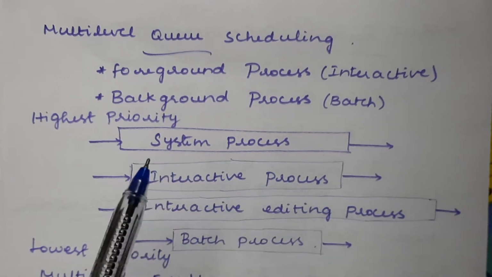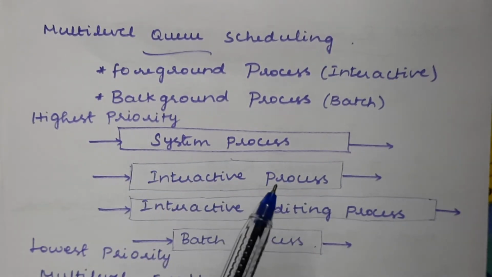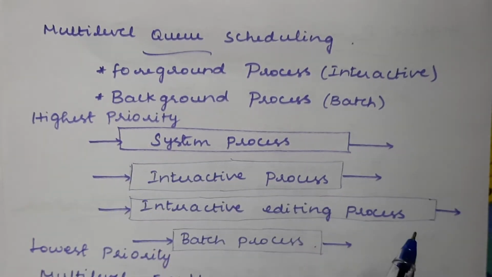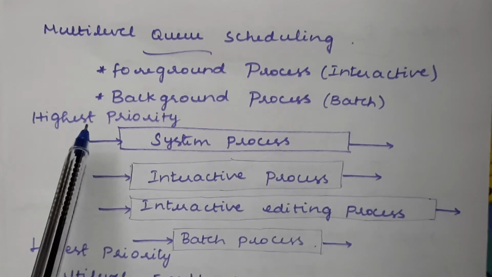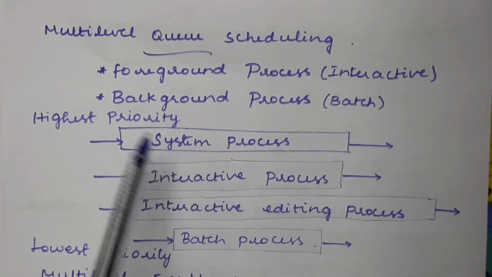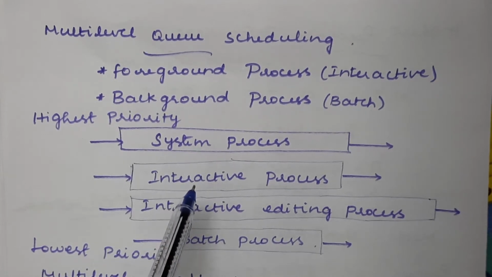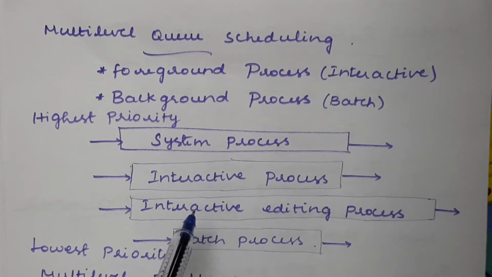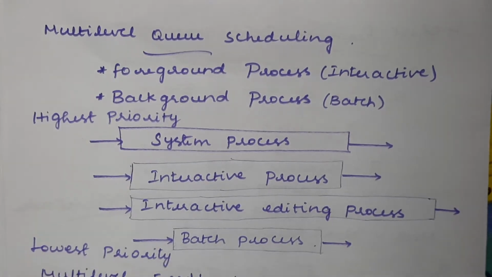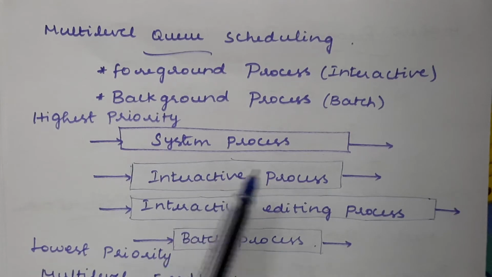So it does not mean each and every row may consist of a single process. It may consist of a queue, and that queue may consist of many sets of processes. Here, if you look at this, the very highest priority will be given to the system process, the next higher priority to the interactive process, the next one to the interactive editing process, and the next one to the batch process. As you all know, batch process works only in non-preemption mode, so we are assigning some lower priority to this batch process. In this way, all the processes will be executed.